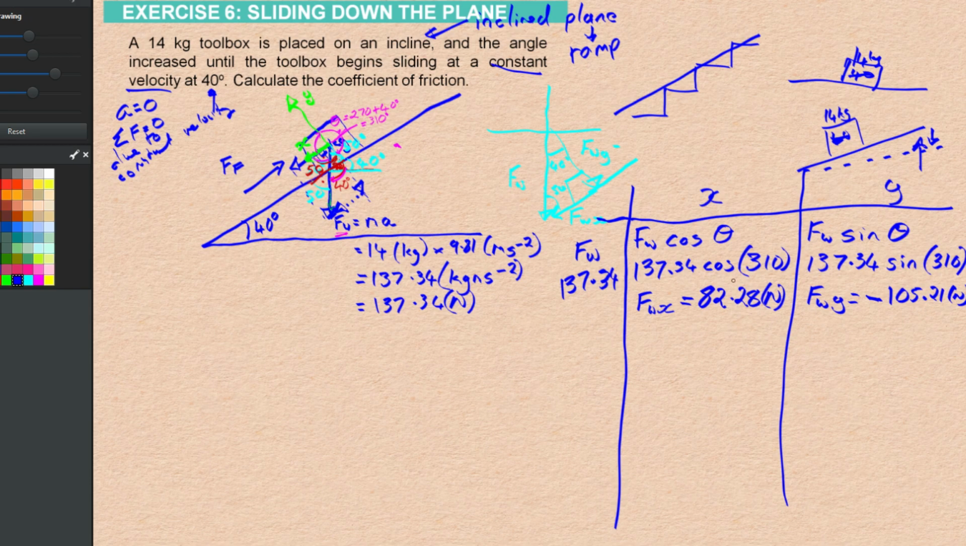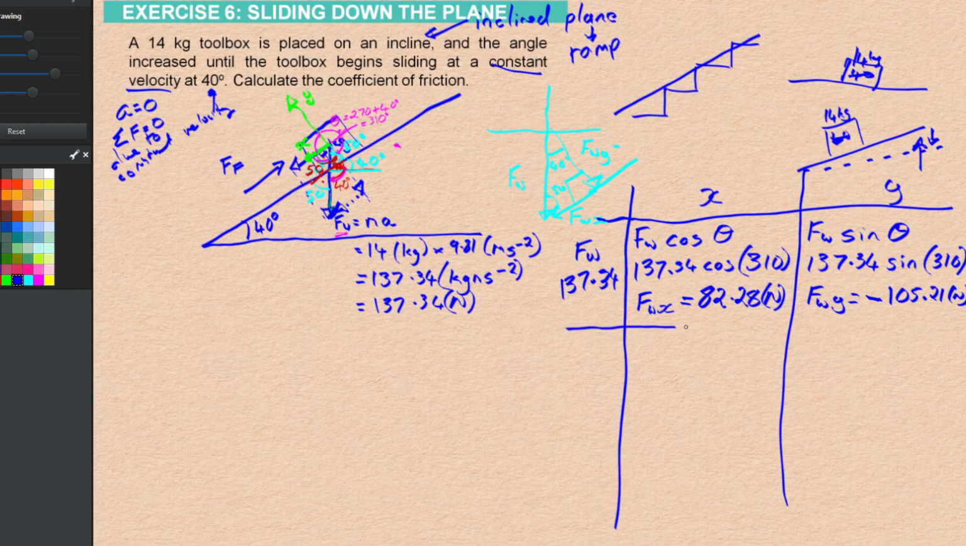Which makes sense, double check these signs. 82 newtons in the positive x direction, which is down the ramp, and I should expect that we go along this path and then we go down away from positive y, so I should get a negative y. Makes sense.